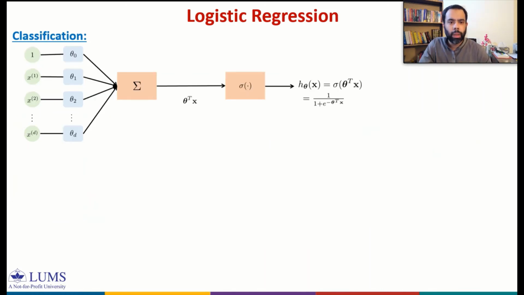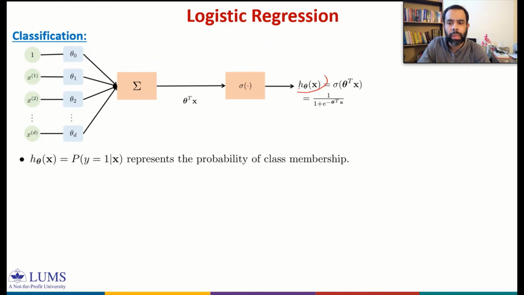Okay, given the logistic regression model, how can we carry out classification? We assume that the model is given to us, and we know these parameters theta 0, theta 1, theta d. And how can we assign a label to any input x? To answer this, we first need to understand what h theta of x represents. It represents the probability of class membership. It quantifies the probability that a label is 1 given x.